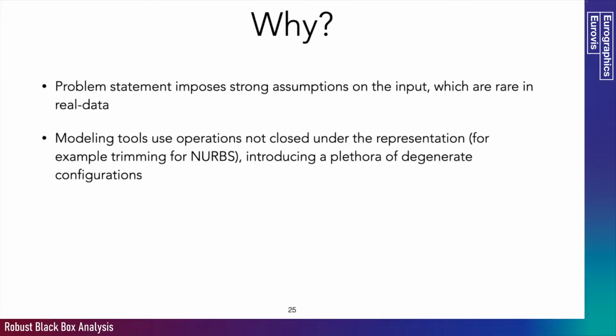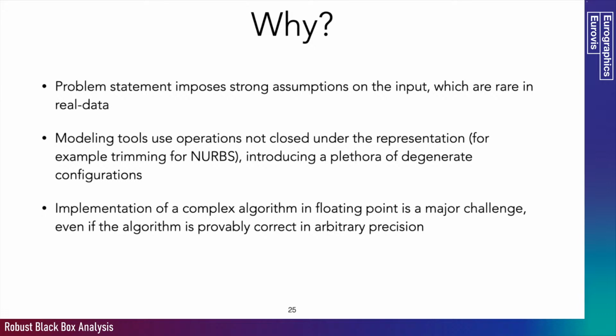Also, the way models were made using traditional tools, for example, using trimmed NURBS, does by construction introduce a lot of degenerate configurations. I mean, a model made of NURBS usually is not closed, and it has self-intersections by construction. And so it's impossible to expect it to be clean. And it's important to have algorithms that can deal with these issues.